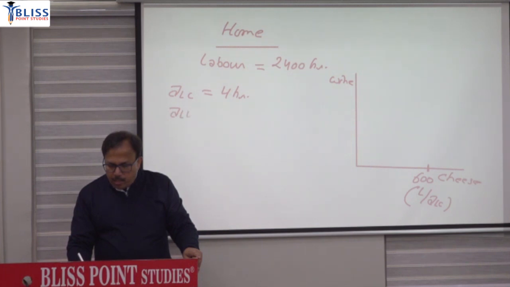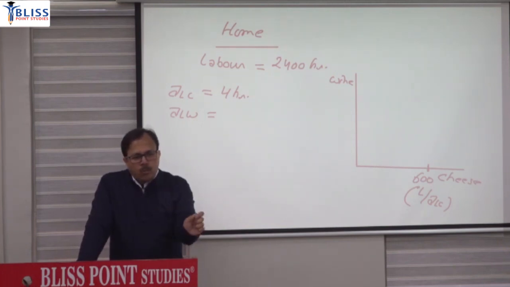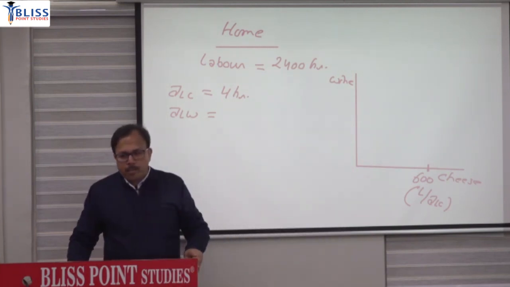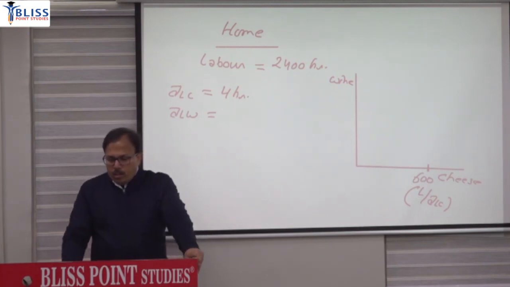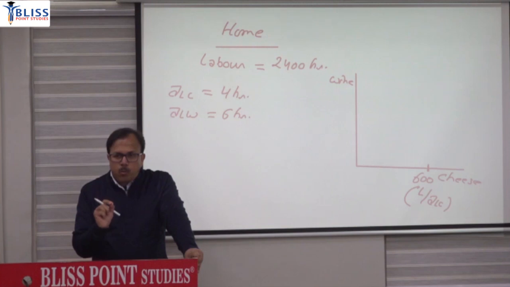Similarly write ALW, so what will be ALW? जैसे वो लिखा है वैसे लिख सकते हो। What is this ALW? Unit labor requirement to produce wine in home country. I write it here 6 hours. It means it will take 6 hours to produce 1 unit of wine in the home country.